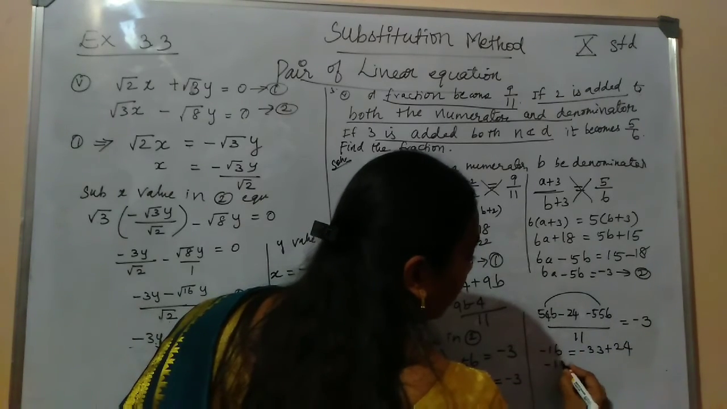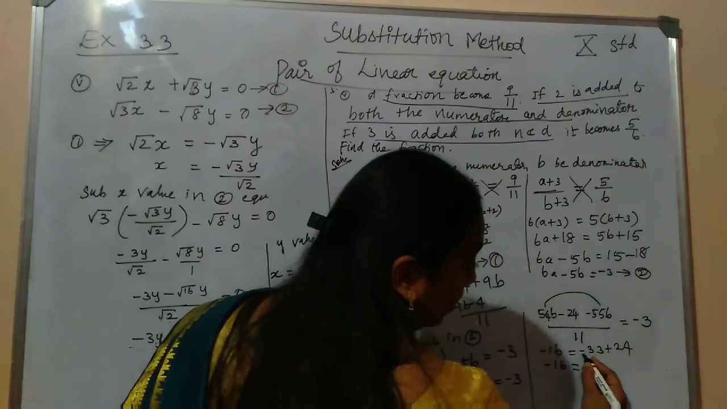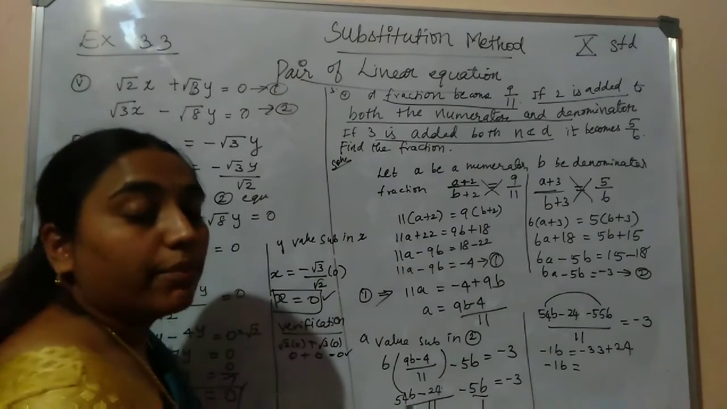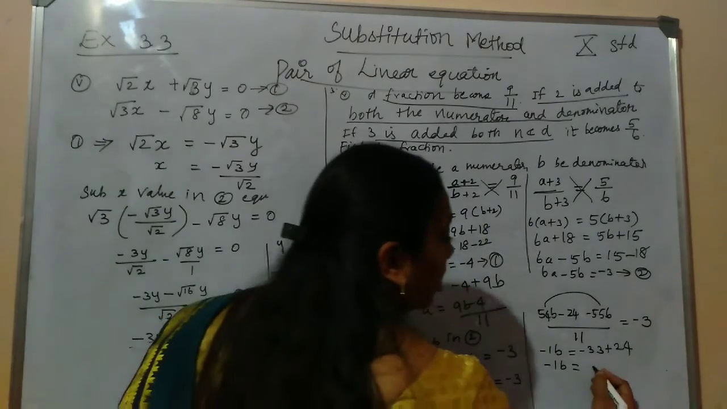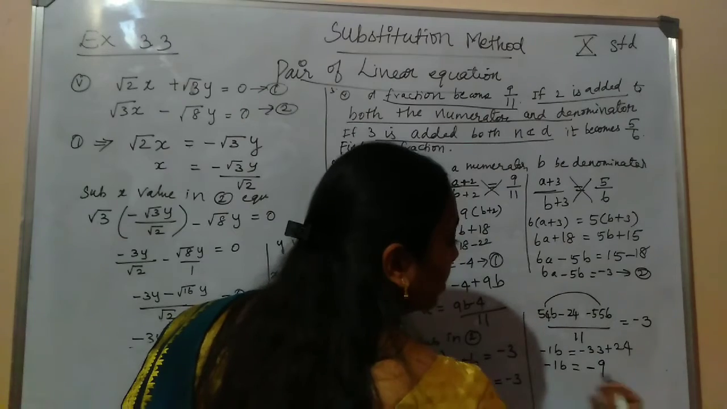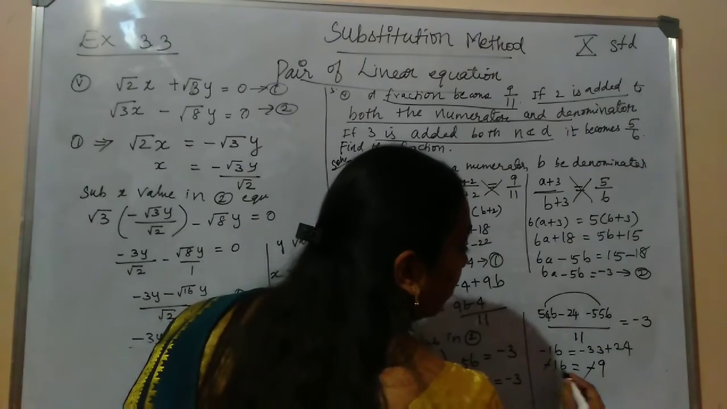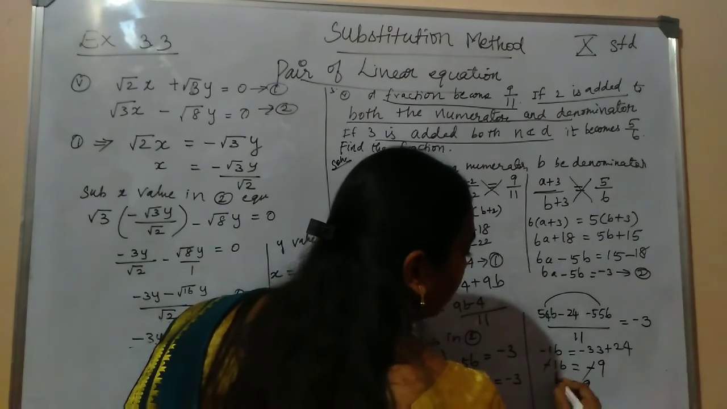So minus 1b equals, one is a negative, one is a positive. Subtract and write the greater number's sign. Greater number is minus, subtracted means 9. Minus and minus cancel. 1b means b only. b is equal to 9.